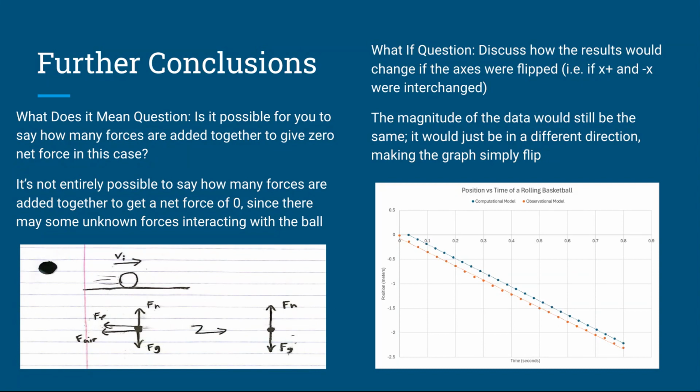Additionally, another question that we must address is whether or not it would be possible to say how many forces were added together to give a net force of 0 in this case. And the answer is it is not possible. Although we know that the overall net force is 0, we cannot be sure about all the individual forces that acted on the ball, since there could be some unknown object in the surroundings that could have interacted with our basketball but got cancelled out by something else.